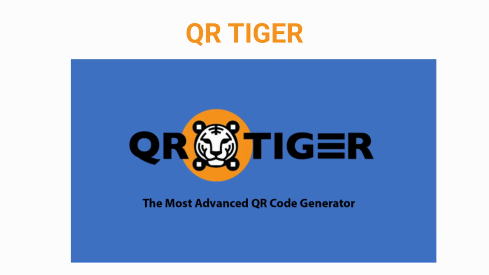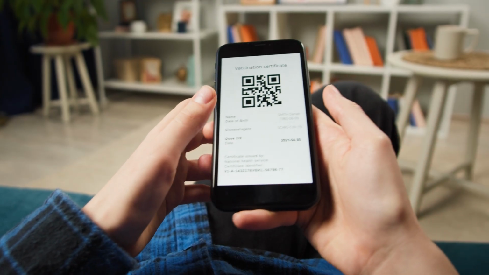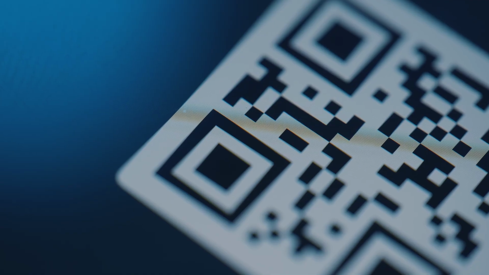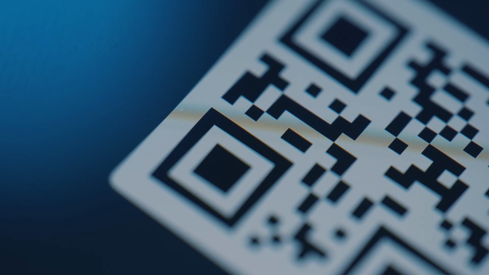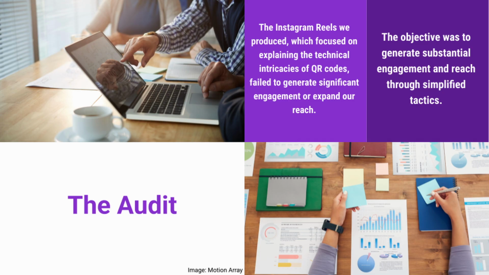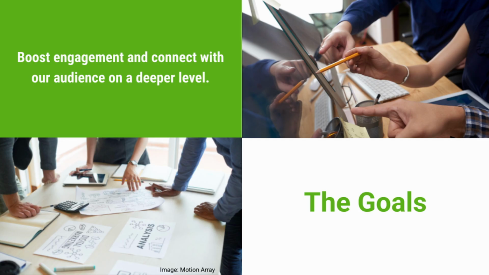Let's take a look at a real-world example. QR Tiger, a well-known QR code generator company. We were consistently posting corporate videos on our Instagram Reels, explaining the technicalities of QR codes. While informative, we noticed a recurring pattern: low and repetitive engagement, few likes, minimal saves, and limited shares. We recognized the need for a shift. We needed to connect with our audience on a more relatable, practical level. So we decided to create a DIY video.